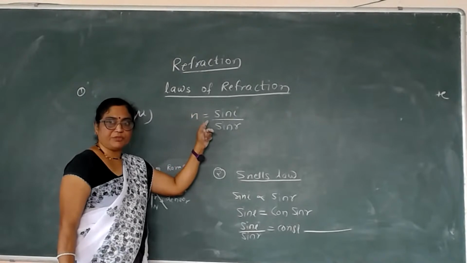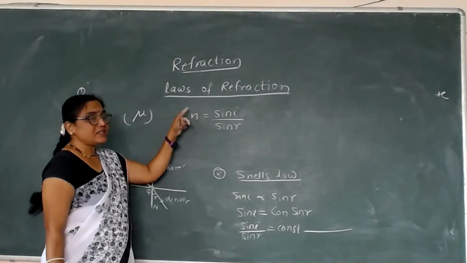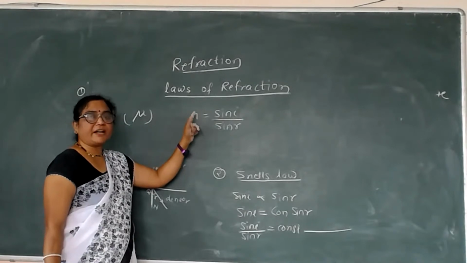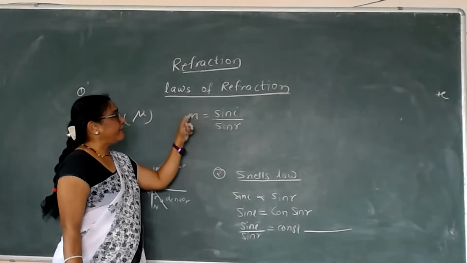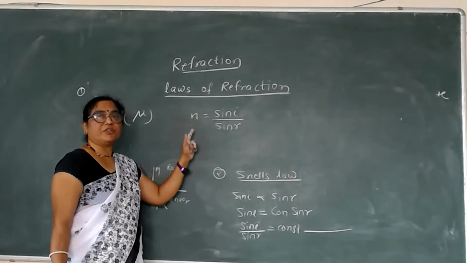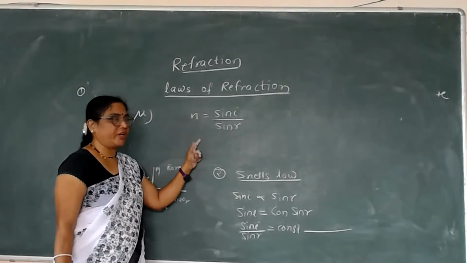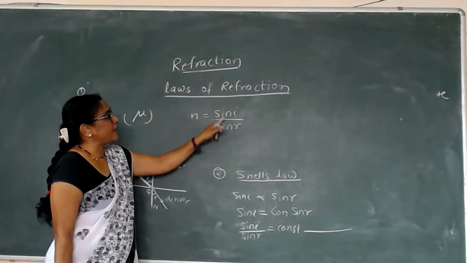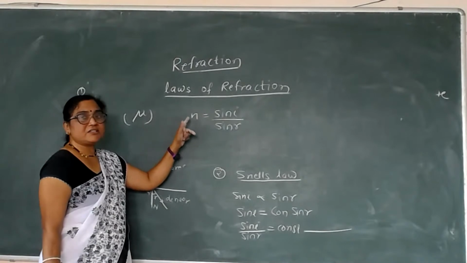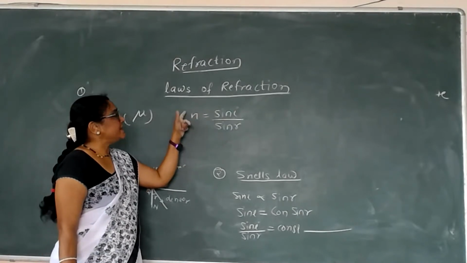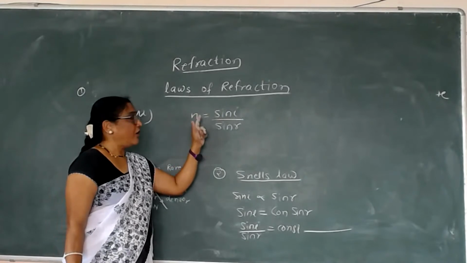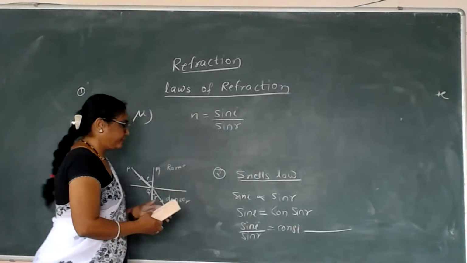refractive index of the medium. So this n is known as the refractive index. This n is denoted as the refractive index of the medium, and the value of n depends upon the medium, from which medium to which medium the ray of light is propagated. Therefore, n is equal to sin I by sin R. So this is the law. This law is known as Snell's law. Let's see here how n is defined.